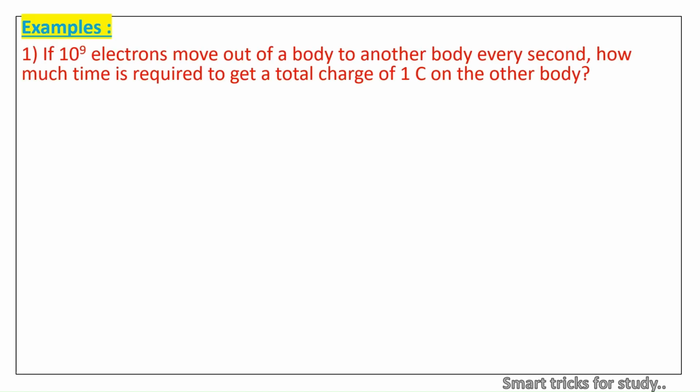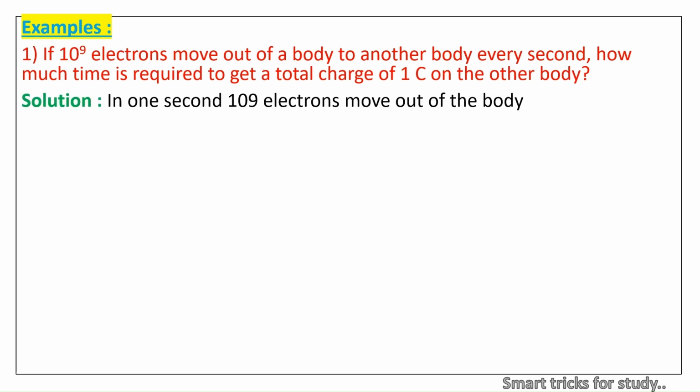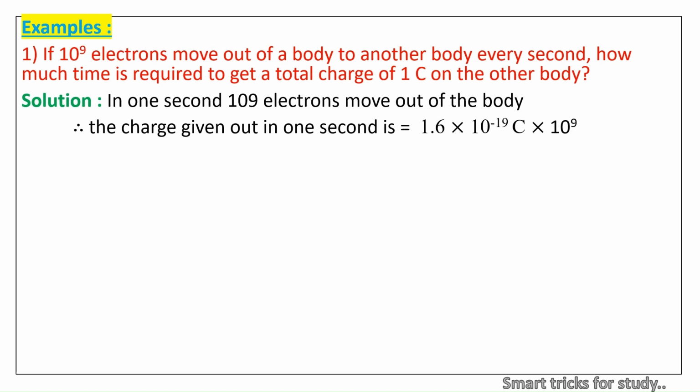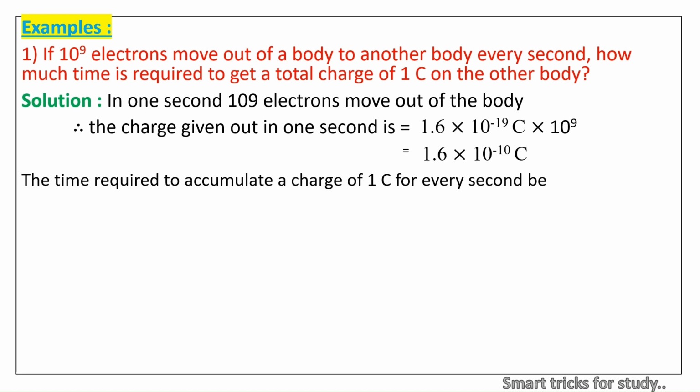Example. If 10^9 electrons move out of a body to another body every second, how much time is required to get a total charge of 1 C on the other body? Solution. In 1 second 10^9 electrons move out of the body. Therefore, the charge given out in 1 second is equal to 1.6 × 10^-19 Coulomb × 10^9 = 1.6 × 10^-10 Coulomb.